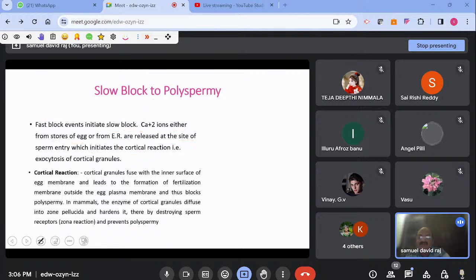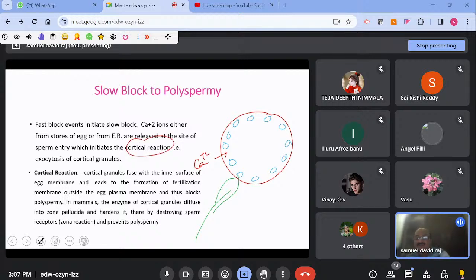I have mentioned while dealing with the structure of the egg that beneath the plasma membrane, there are certain vesicles of Golgi, and these are called cortical granules because they are present in the ectoplasm, that is egg cortex. Now, what happens when the sperm comes in contact with the egg? Calcium channels are opened and calcium ions enter inside, which initiate cortical reaction.